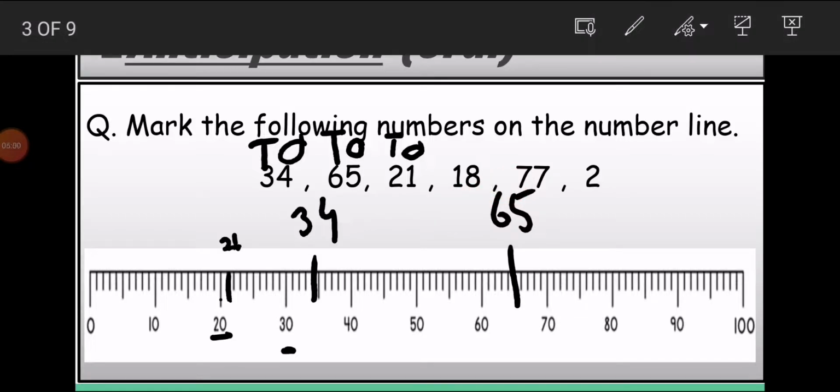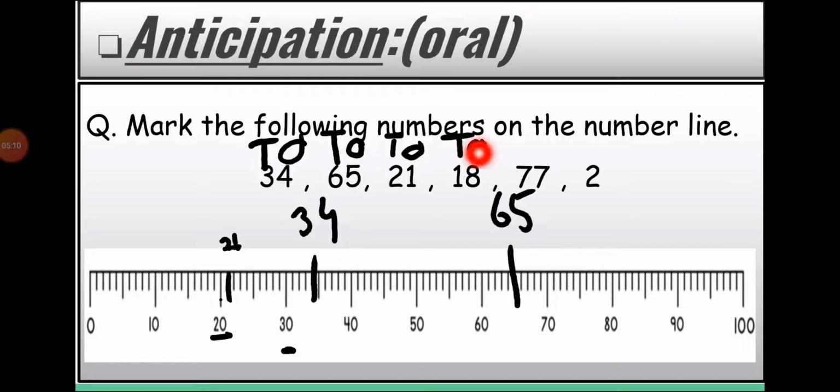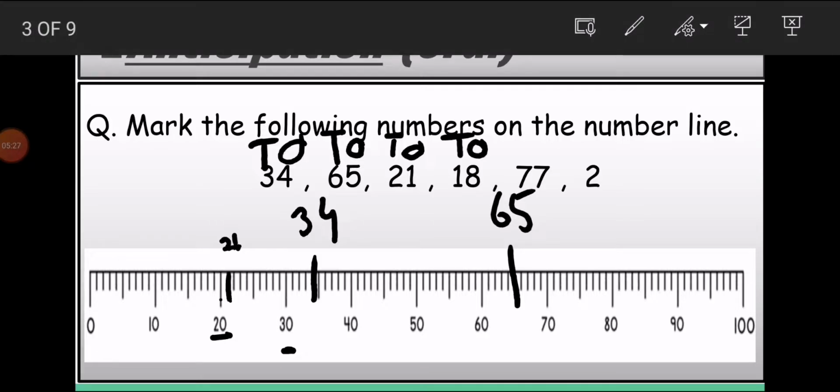The next number is 18. In 18, the right side digit is 8. It means 8 is ones. The next digit is 1. It is tens. So in number 18, 1 tens and 8 ones. So we'll check 10 in the number line. Here is 10. Now how many do we have to count more? 8 more. So count with me. 1, 2, 3, 4, 5, 6, 7, 8. Here is 8. On the number line, I am going to place 18 in its correct place. So here is 18.